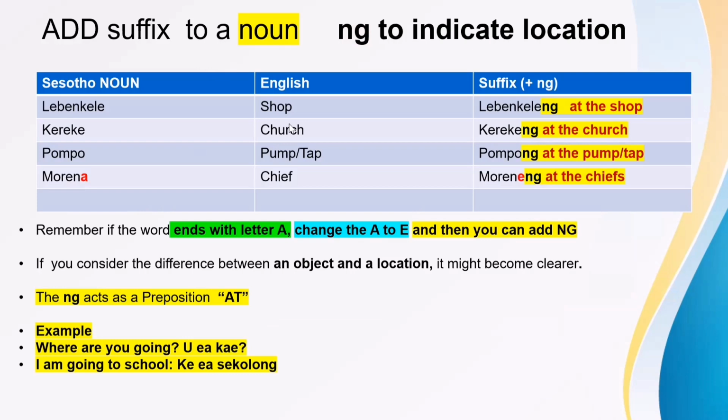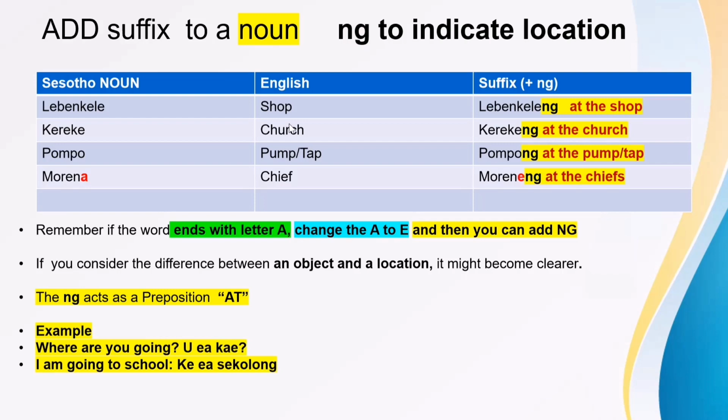And when we are adding the ng describing the location, we have the noun here, which is libenkele. Libenkele meaning shop. But now we want to describe that we are going to the shop or we are at the shop. So libenkele, noun, suffix ng. So to describe the location, it's going to be libenkeleng, at the shop. Libenkeleng, at the shop.